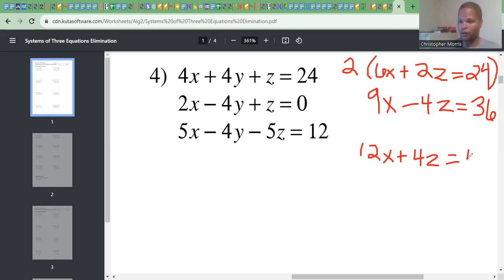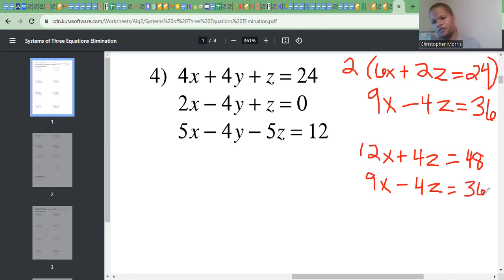And then 2 times 24, that should be 48. The bottom equation we don't really need to change in this particular example, so I'm going to leave it as 9x minus 4z. I'm not going to change that one whatsoever. It's going to stay exactly the same, and that'll equal 36. Feel free to watch this video replay several times if you need to.